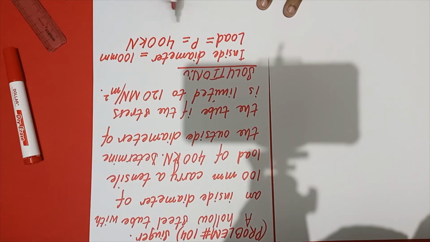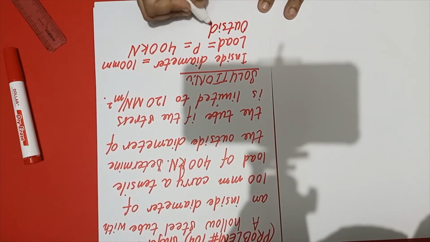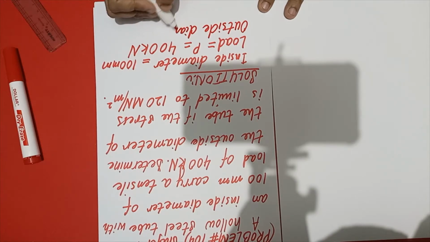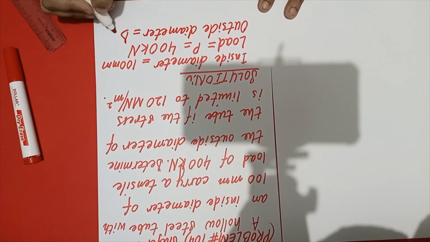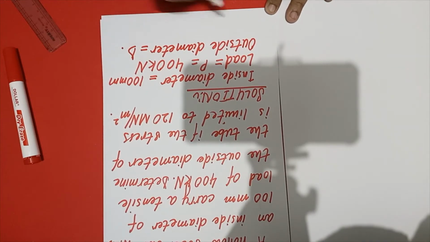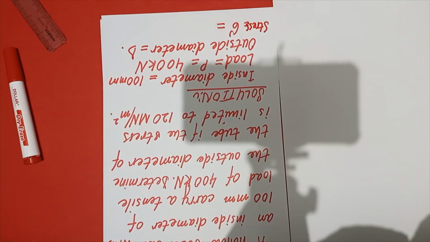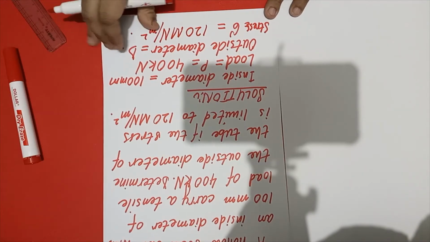And what is the other thing? We have to find out the outside diameter, and we take the outside diameter as capital D. The next thing given to us is the stress, and the value of the stress is 120 mega newton per meter square. So how can we solve it?